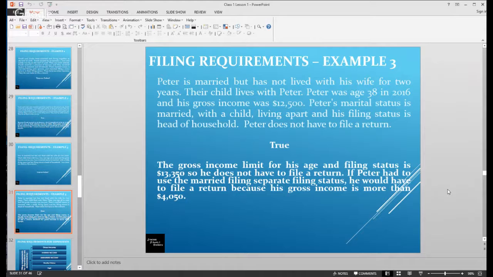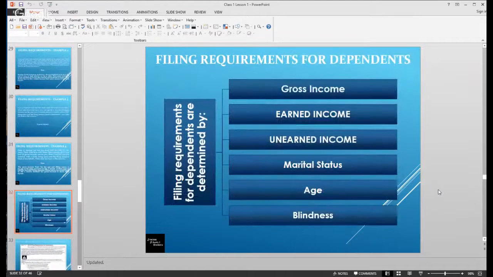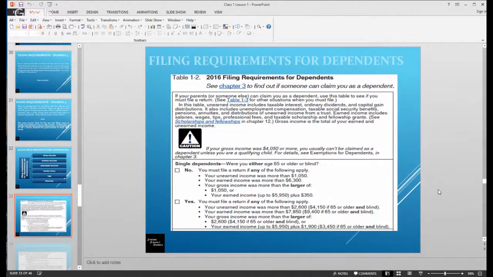However, if Peter had had to use the filing status of married filing separate, he would have to file a return because in that instance, his gross income would be more than the $4,050 that would be the level for that particular filing status. Filing requirements for dependents are based on gross income, earned income, unearned income, marital status, age, and whether or not the person happens to be blind.